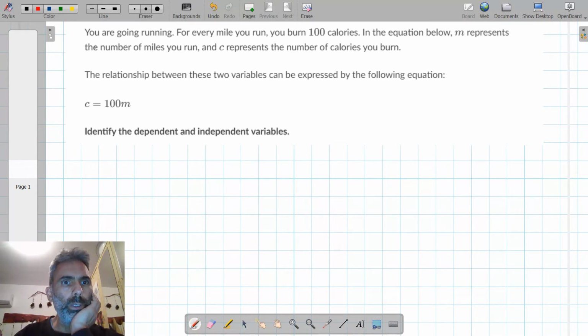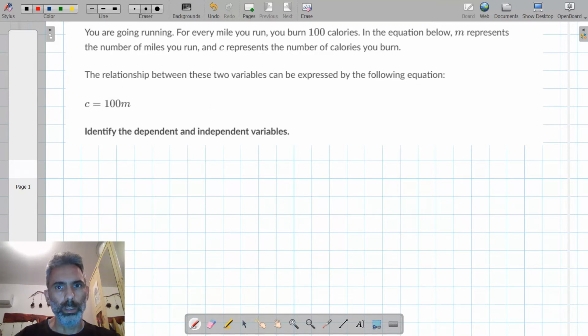You are going running. For every mile you run, you burn 100 calories. In the equation below, m represents the number of miles you run, and c represents the number of calories you burn. The relationship between these two variables can be expressed by the following equation.